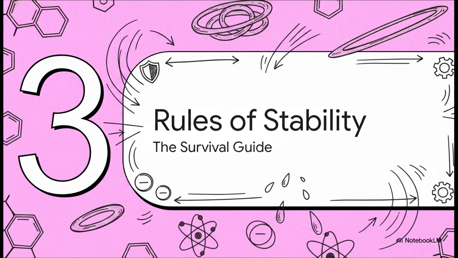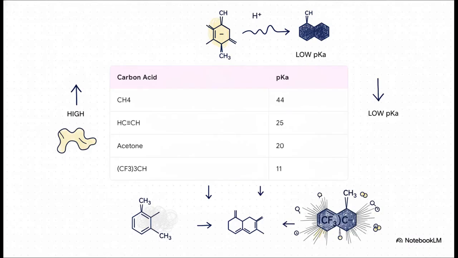All right, section 3, the rules of stability, the survival guide. Because these intermediates are so highly reactive, they're not exactly built to last. But let's look at the hard data. The stability of a carbanion directly depends on the strength of its conjugate acid. Look at these numbers for a second.